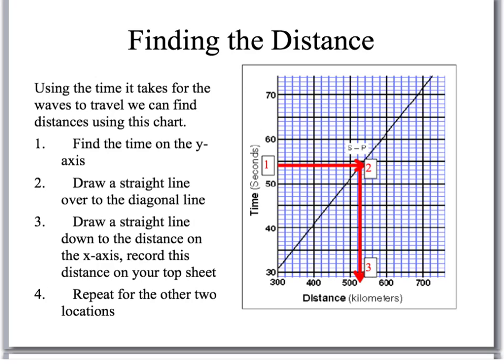You start by finding the time on the x-axis for your example. Then you draw straight across to the diagonal line, and then draw straight down. Then you're going to record this value in kilometers on your top sheet. Repeat this for the 2 other locations.